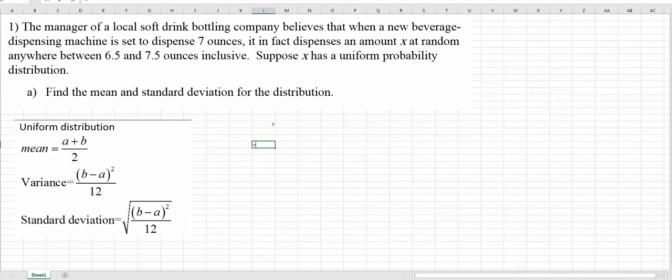And then I want the standard deviation, so that's a square root, parentheses, and then inside the fraction here, we're going to do another parentheses, b minus a, so 7.5 minus 6.5, close that, and I want to square that, so square 2, divide by 12, and then hit enter, and so I get a standard deviation of 0.288 for that answer.